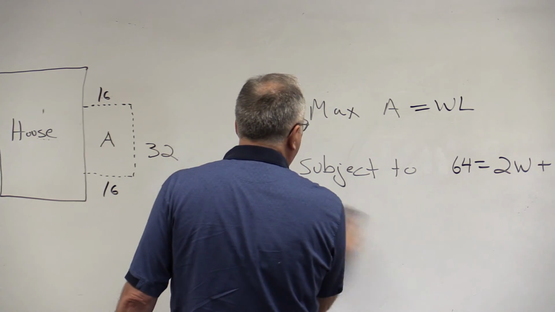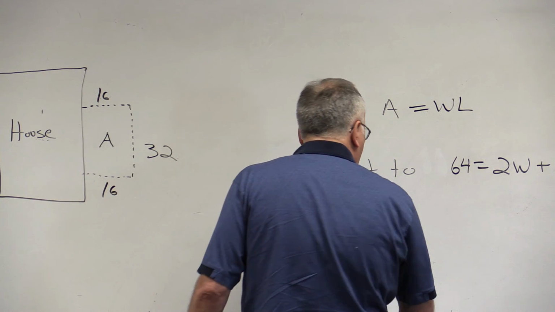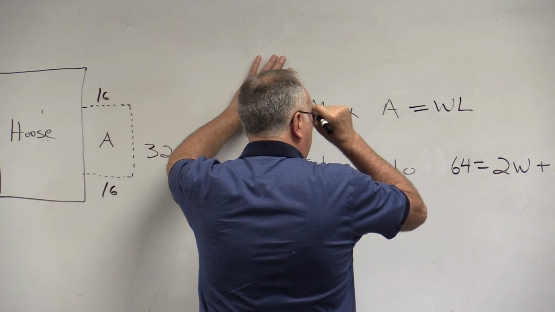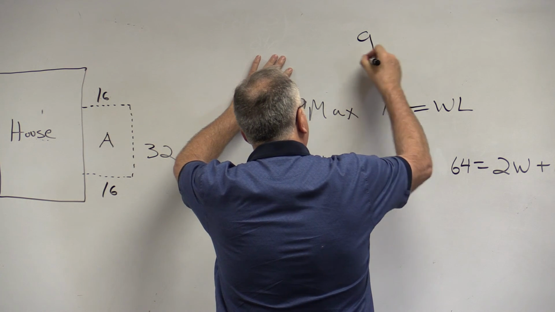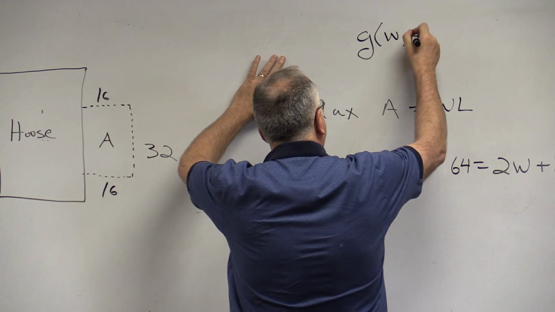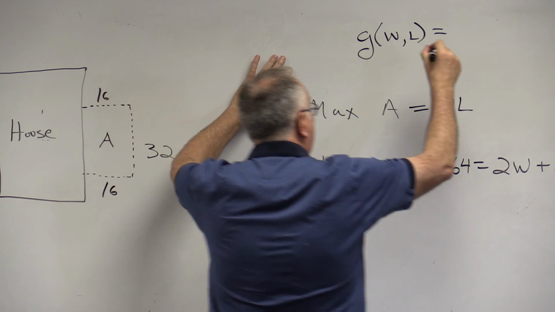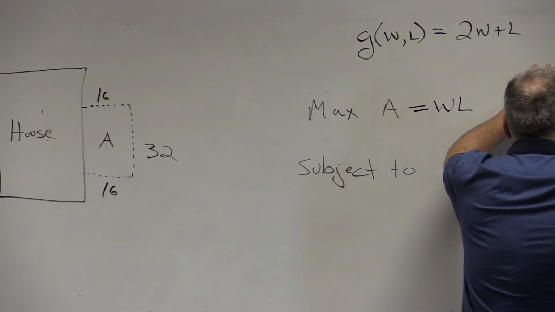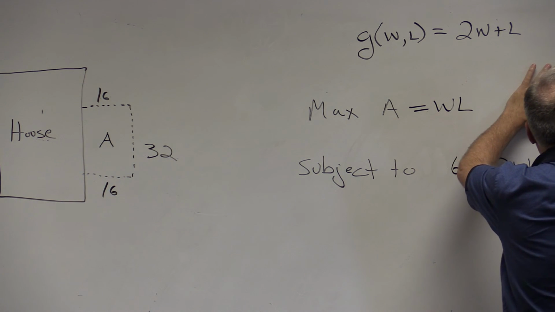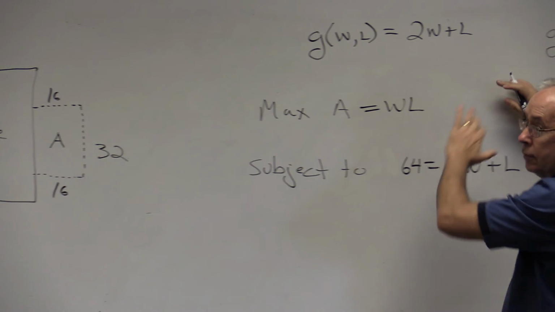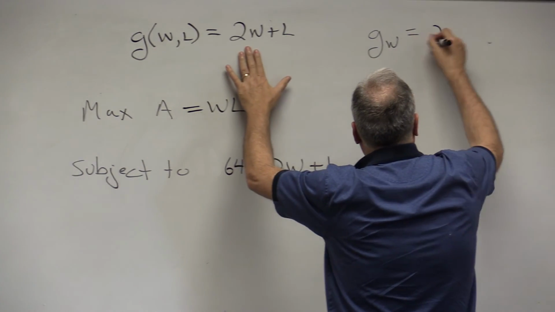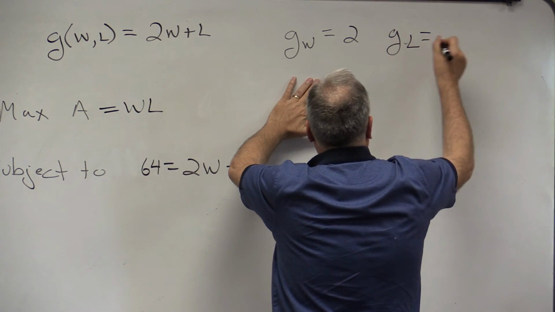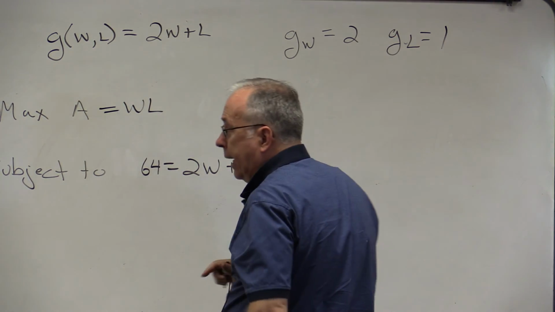But let me just slow down for a second here. What is our g function, our constraint function? What is G sub W? 2. What is G sub L? 1. Okay, all right, so we got that.